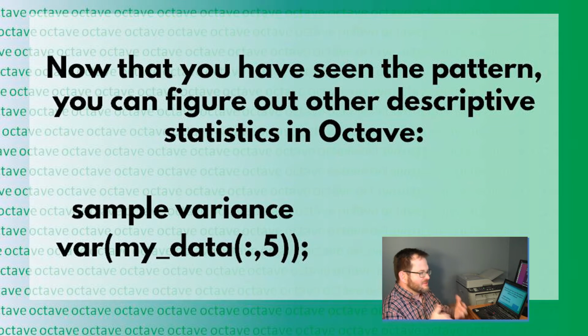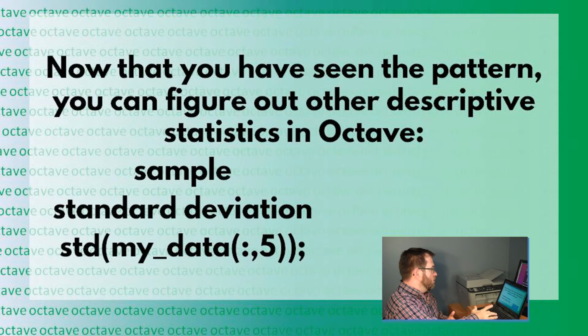And now that you've picked up the pattern from all of this, it's actually not so hard to figure out what other descriptive statistics in Octave would look like. For example, if you want to compute the sample variance of the observations that you have, that is var. So the sample variance of the high temperatures for each of the days is var of column 5. Or you could compute the sample standard deviation, which is std.